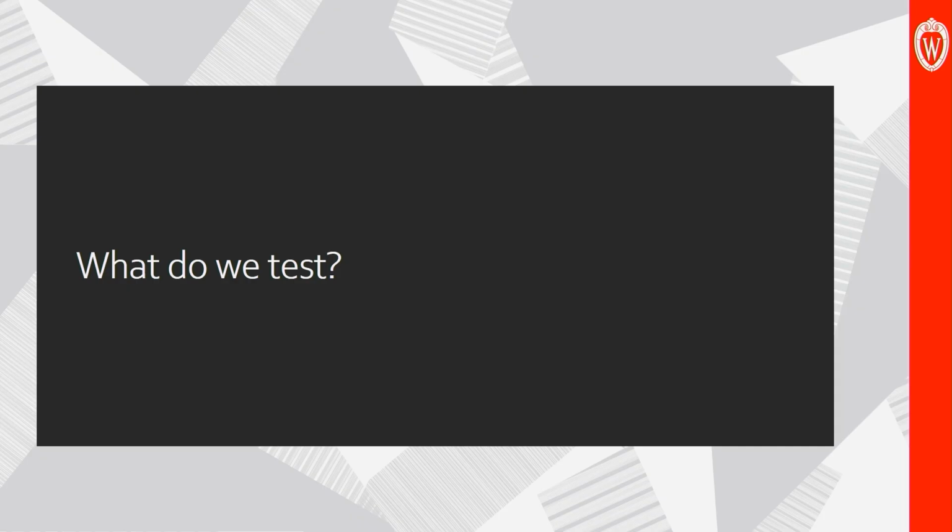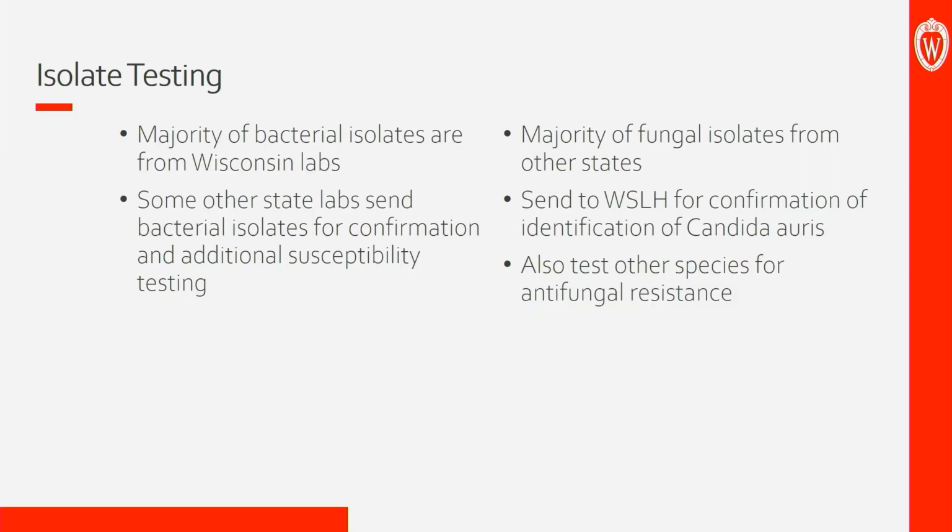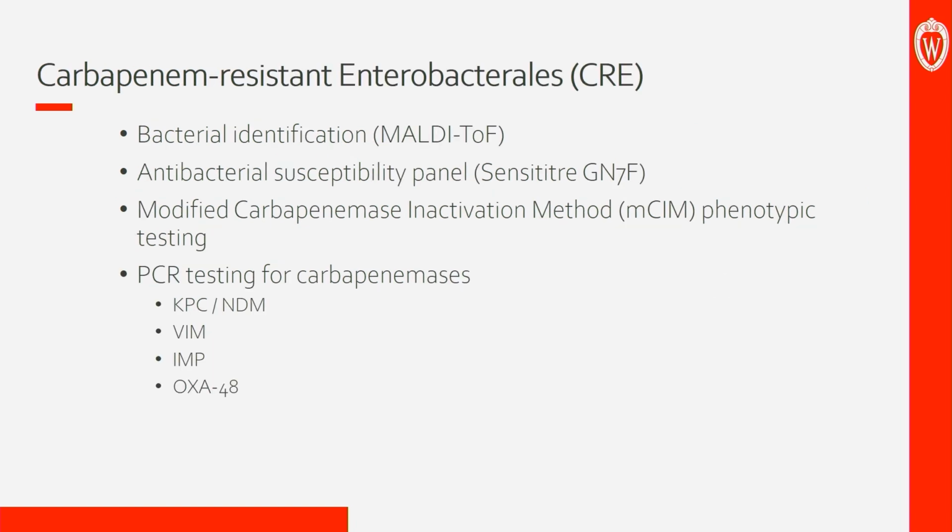So what do we test at State Lab? We test bacterial and fungal isolates. The majority of our bacterial isolates are from Wisconsin labs. Some other state labs do send some bacterial isolates for confirmation and additional susceptibility testing. The majority of our fungal isolates, so the Candidas, are from other states. They send to us for confirmation of identification of Candida auris especially, and to test other species for antifungal resistance.